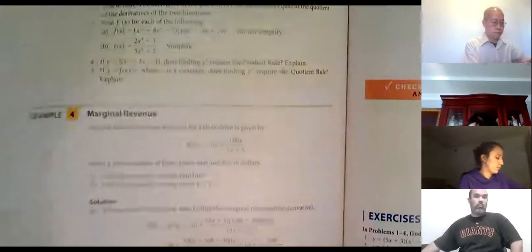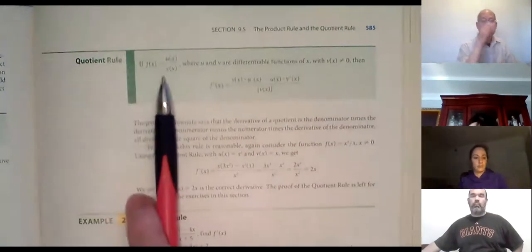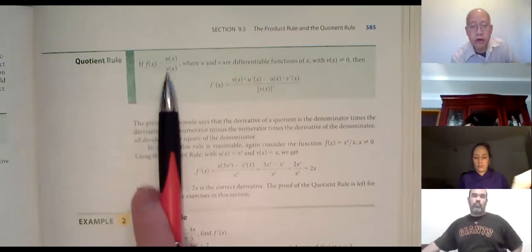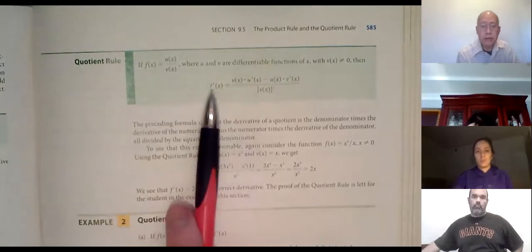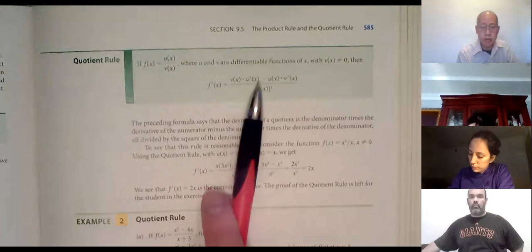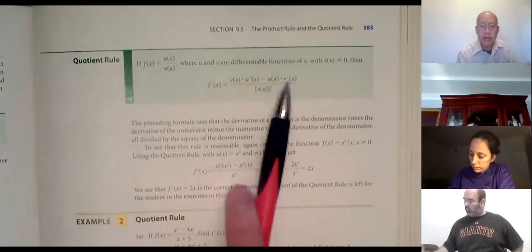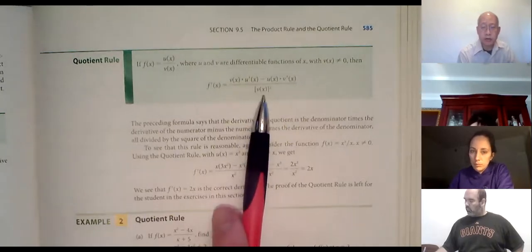Now we have the quotient rule, which is unfortunately not as nice. Again, we won't prove it. We'll just state it without proof, but it is provable. Okay, page 585. Quotient rule. f of x is u of x over v of x. It definitely looks worse. So f prime of x is v of x, u prime of x, minus the other way around, u of x times v prime of x, all over v of x squared.